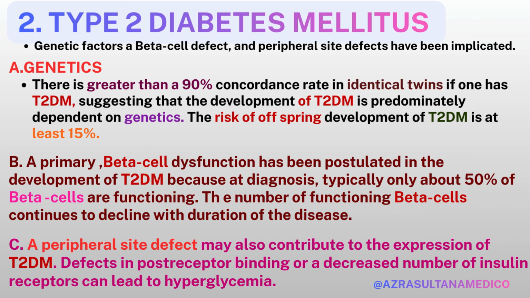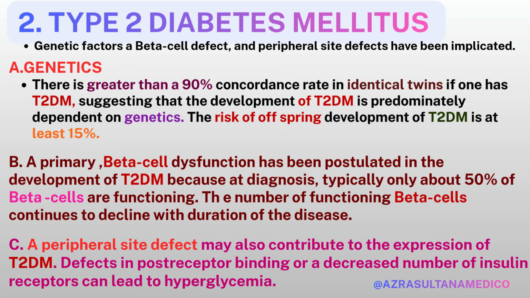Additionally, the risk of offspring developing T2DM is at least 15%, and this risk increases further if both parents are affected. B. Beta cell dysfunction. A primary beta cell dysfunction is believed to be a key factor in the development of T2DM. At the time of diagnosis, typically only about 50% of pancreatic beta cells are functioning. This reduced beta cell function leads to insufficient insulin secretion relative to the body's needs. As the disease progresses, the number and function of beta cells continue to decline, resulting in worsening hyperglycemia over time.